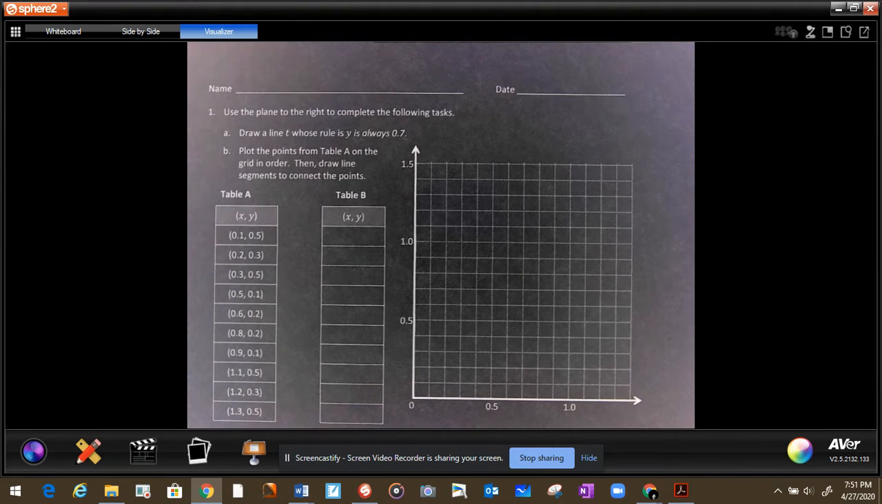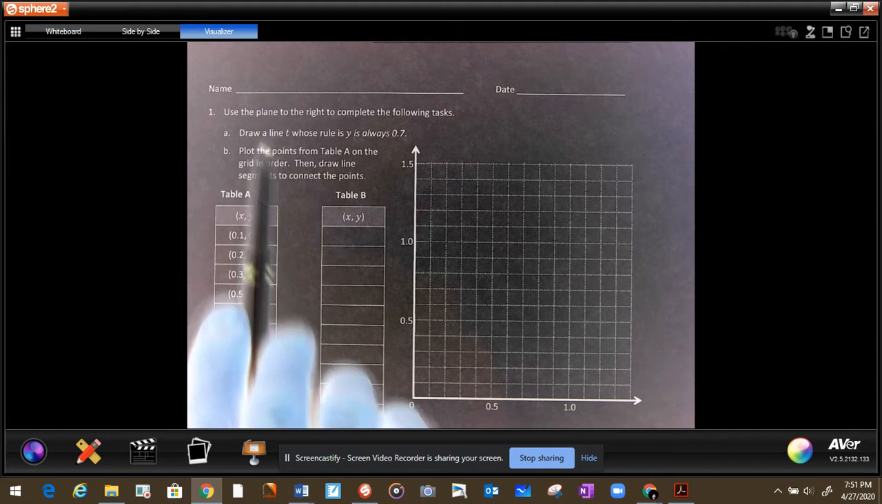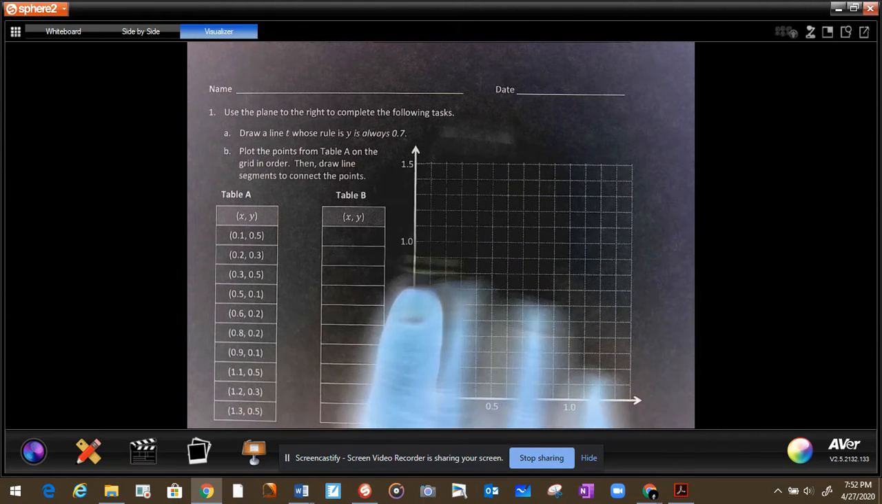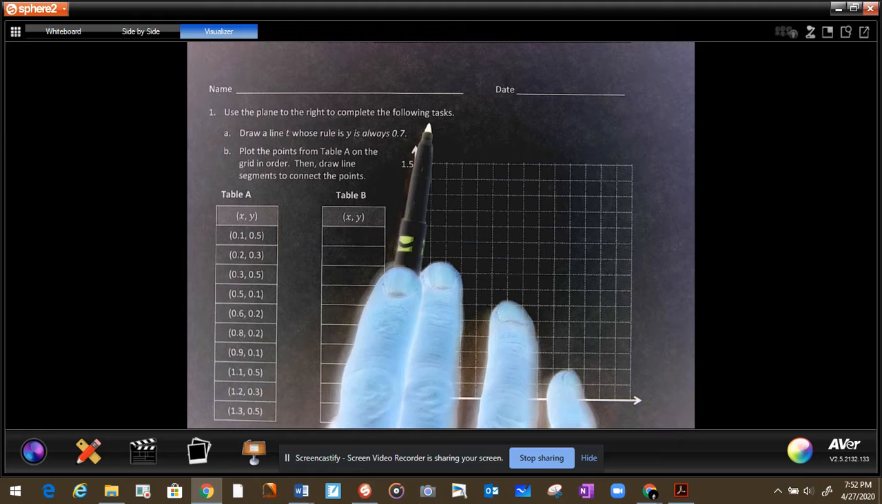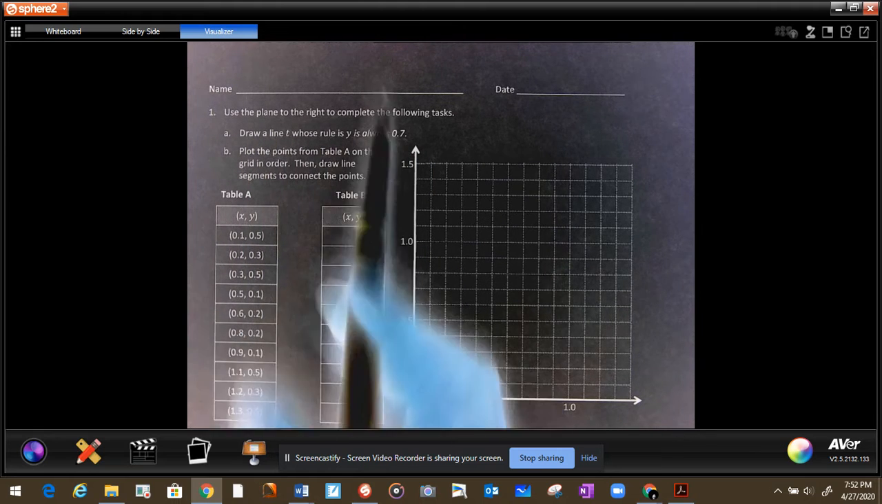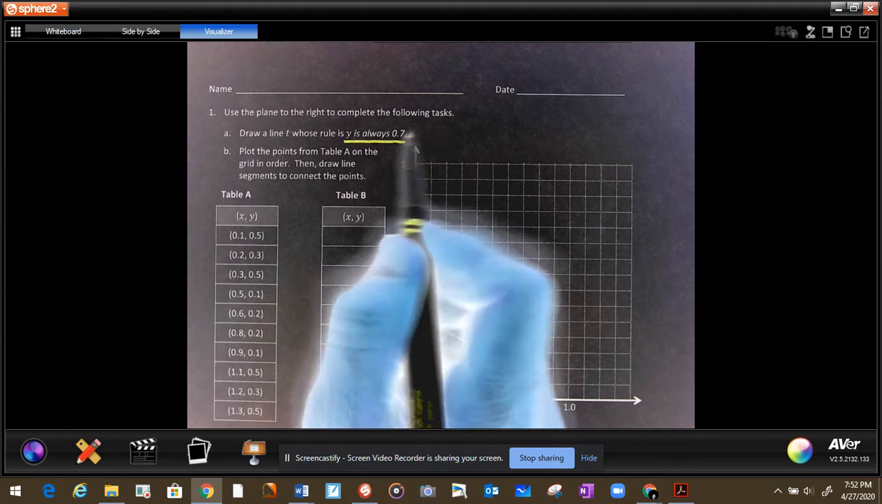On this lesson, we have to be really careful with instructions to make sure you are following the directions correctly, because otherwise I will make a mistake. So here we go. Use the plane to the right, which is this right here, to complete the following tasks. Draw a line T whose rule is y is always 7.